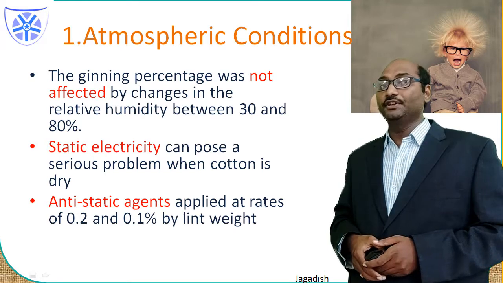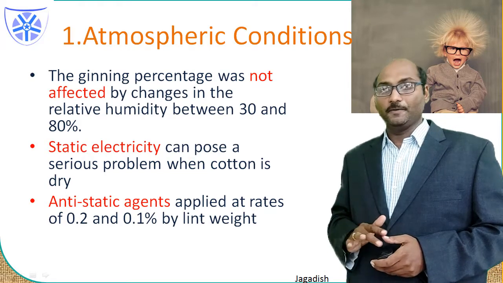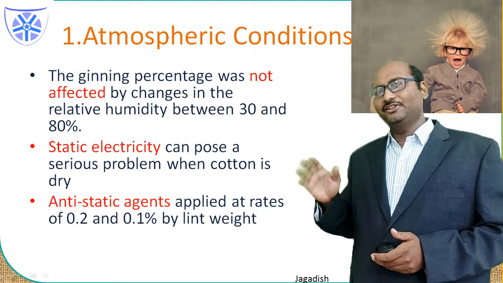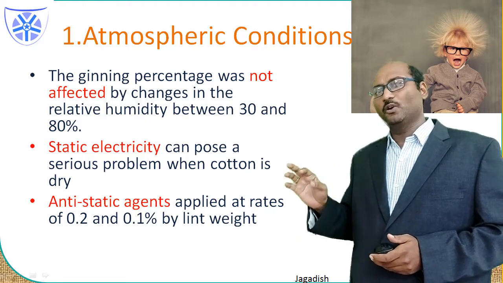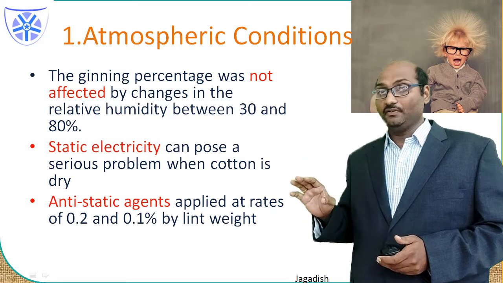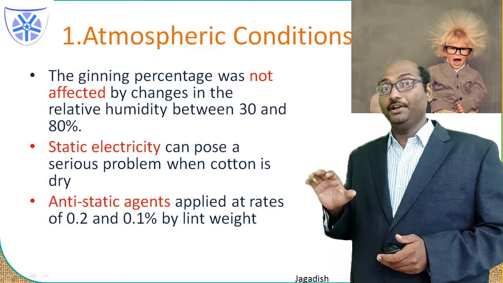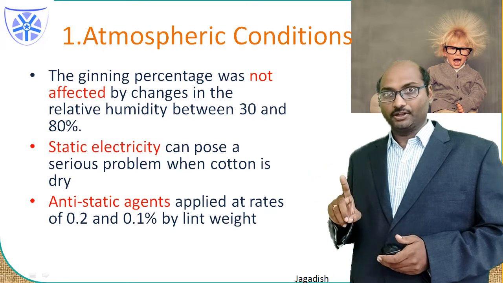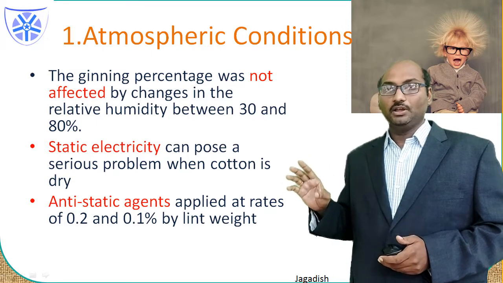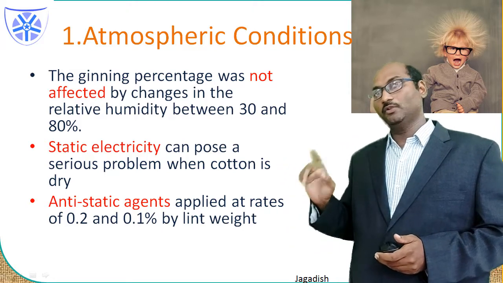So, the ginning percentage was not affected by changes in relative humidity, as dry as 30% and as moist as 80%. The moisture content in the cotton is going to affect it, but the RH is not going to affect the ginning percentage. That we could say.